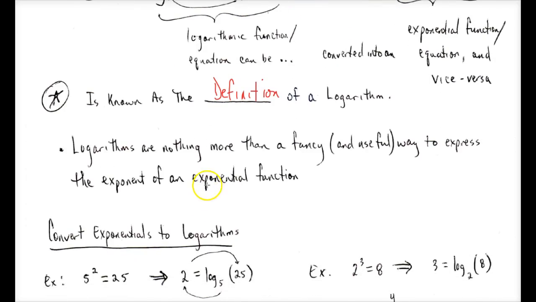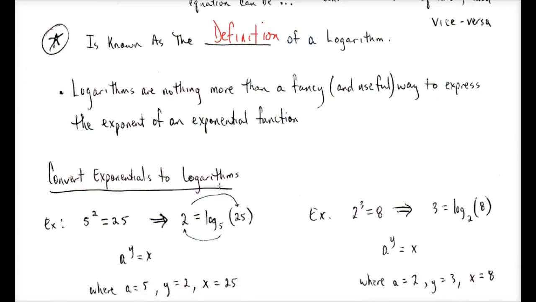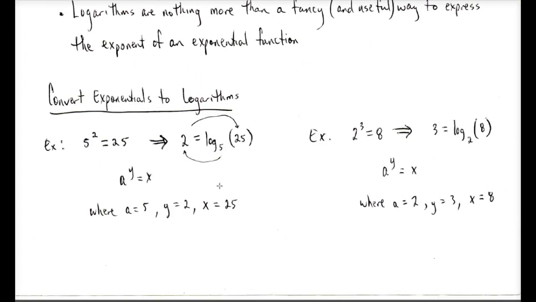And so again, logarithms are nothing more than a fancy and useful way to express the exponent of an exponential function. And so now to do the conversions here, we see that if we take this exponential function, for example, we can transform it into a logarithm by noticing that 2 is the exponent, so that's what y would be. We know that the base for the exponential expression is 5, so that would be the same base for the logarithm. And then, of course, the result here would be what's inside the parenthesis there.